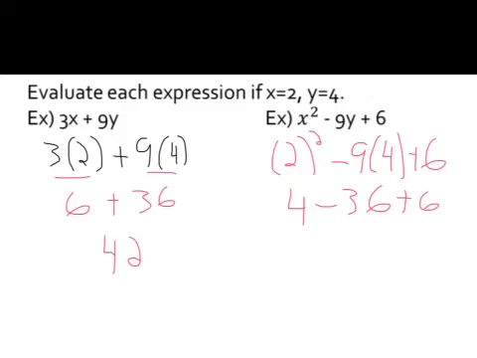When you have only addition and subtraction left, you work from left to right. So first I'm going to do 4 minus 36. 4 minus 36 is negative 32. Bring down the plus 6. Negative 32 plus 6 is negative 26.